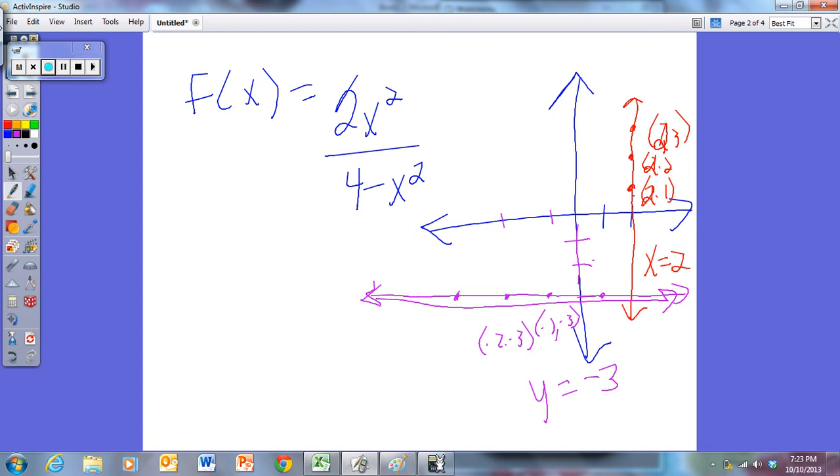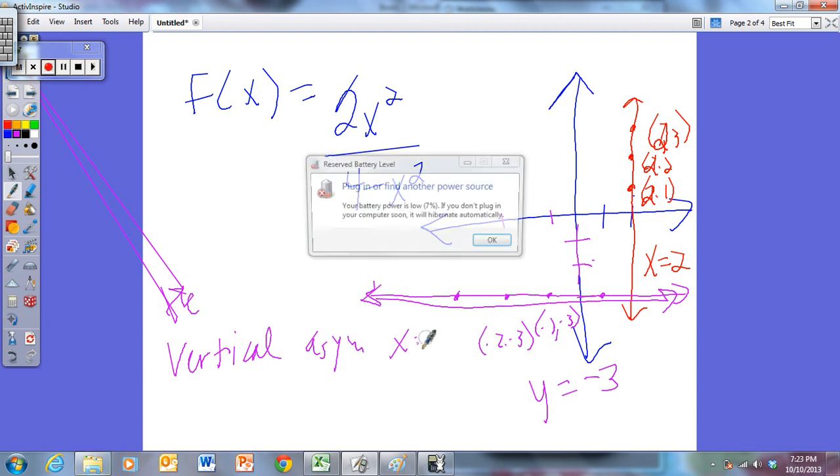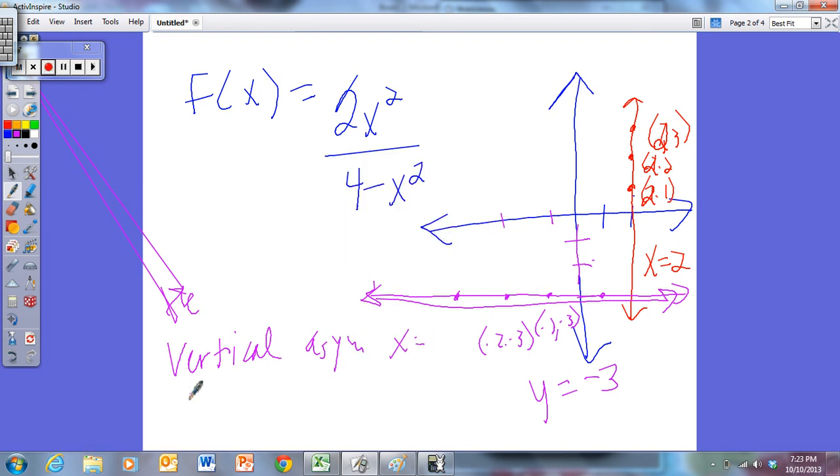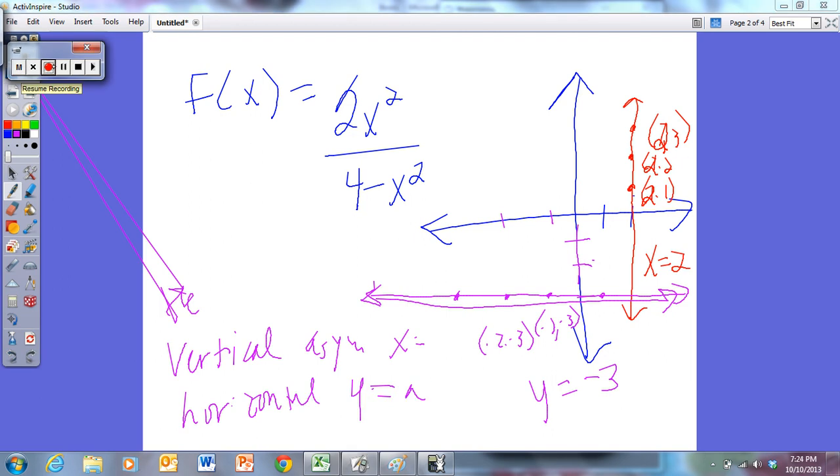So when we talk about vertical asymptotes, the equation of the lines are going to be x equals a number. And when we talk about horizontal asymptotes, the equations are going to be y equals a number. Let me pause and plug in my computer. Okay, now we should be good to go. So, horizontal, y equals a number. Vertical, x equals a number.